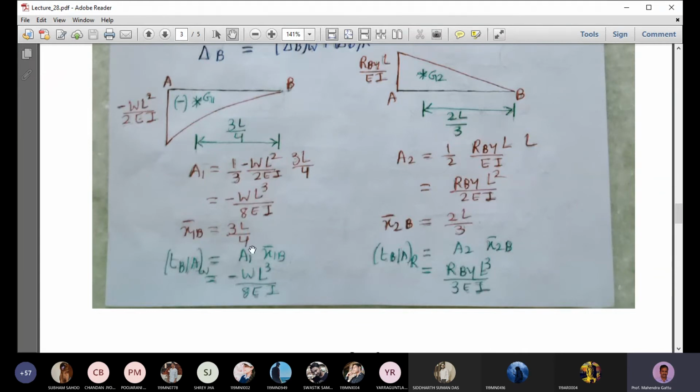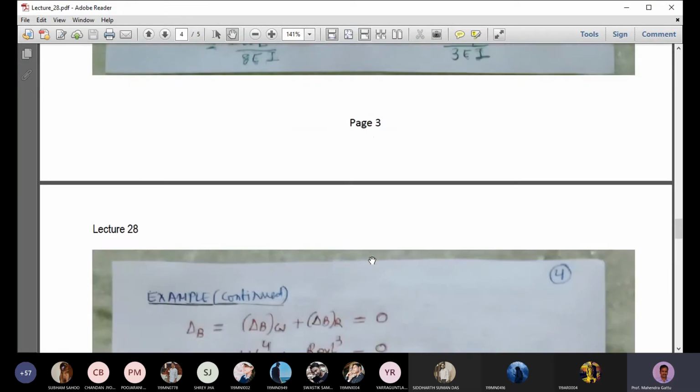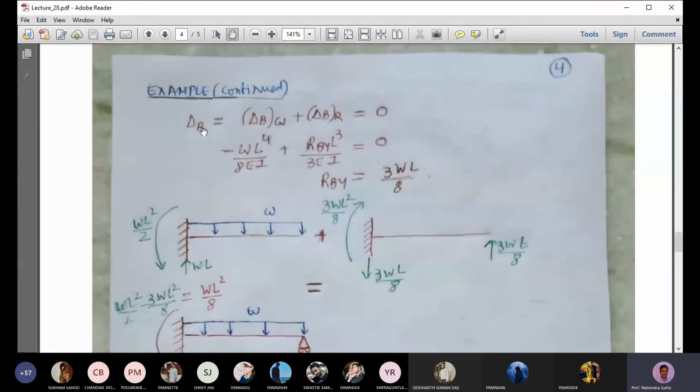So the sum of these two values should be 0, because there is a prop at the free end B. So the total vertical deflection will be 0. So we have delta B is delta V W plus delta VR. So we have minus WL power 4 by 8A plus RBY L cube by 3A equals 0. We send that WL power 4 to the right, and then we send 3 to the numerator, so we get RBY equals 3 WL by 8. So we have found the reaction at B using that compatibility condition.